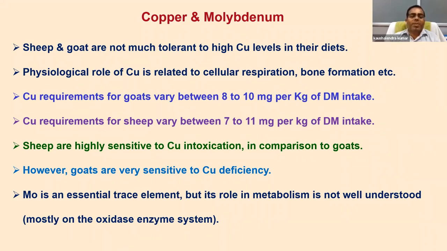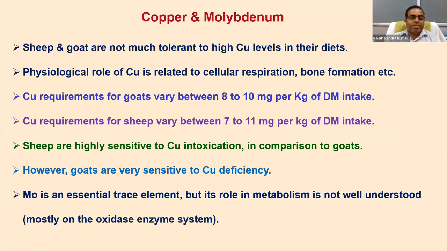The requirement of copper in goat varies between 8 to 10 milligrams per kg of dry matter intake, that means 8 to 10 ppm. In sheep, it varies between 7 to 11 milligrams per kg of dry matter intake, that means 7 to 11 ppm is required for sheep.